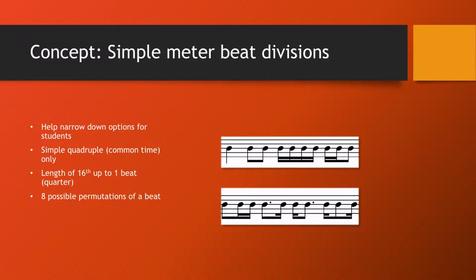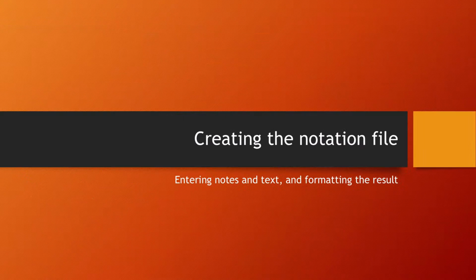So here I'm using simple quadruple, 4/4 timing, and I'm using lengths of notes that are one beat or smaller, but only down to the 16th note. And that way I don't have a ton of possibilities. In fact, I only have 8 possible permutations of a beat. So let's go ahead and get started creating the notation file.